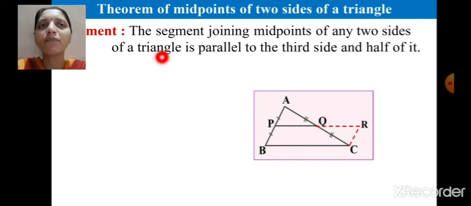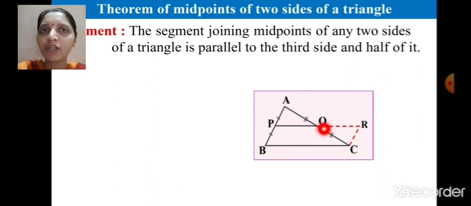So what is the statement given? The segment joining midpoints of any two sides of a triangle is parallel to the third side. That means these are the two sides, and what is the third side here? Side BC. That means if you join these two midpoints, you will get segment PQ, and this segment PQ is parallel to the segment BC, and half of it. That means we have to show that PQ is equal to half of BC.